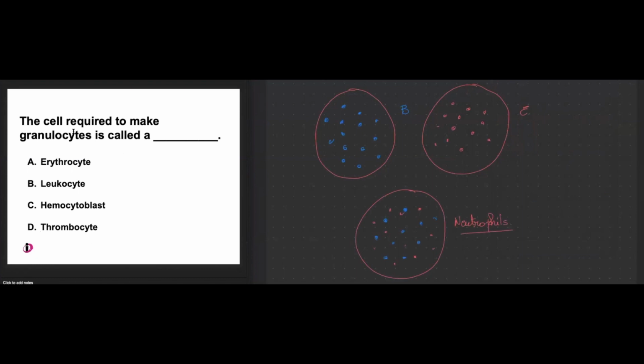So remember, granulocytes are a type of leukocyte. Leukocyte is a broader term, and one of the types of leukocytes is the granulocytes. So the cell responsible for the production of all blood-formed elements, including leukocytes and everything, is going to be my hemocytoblast.